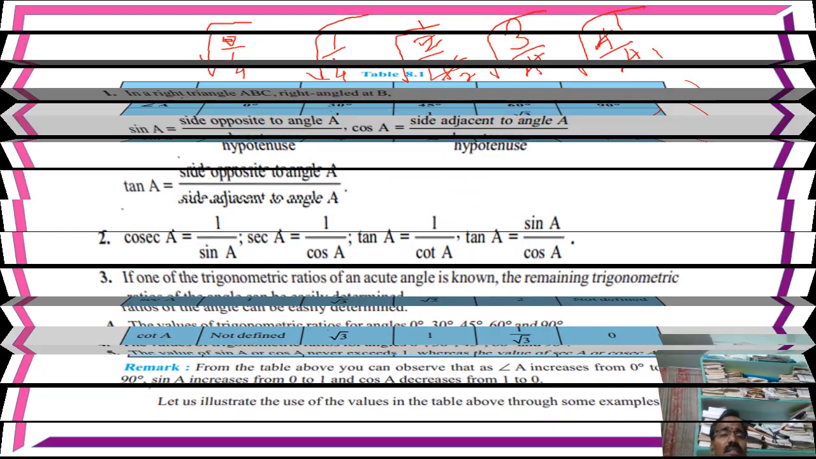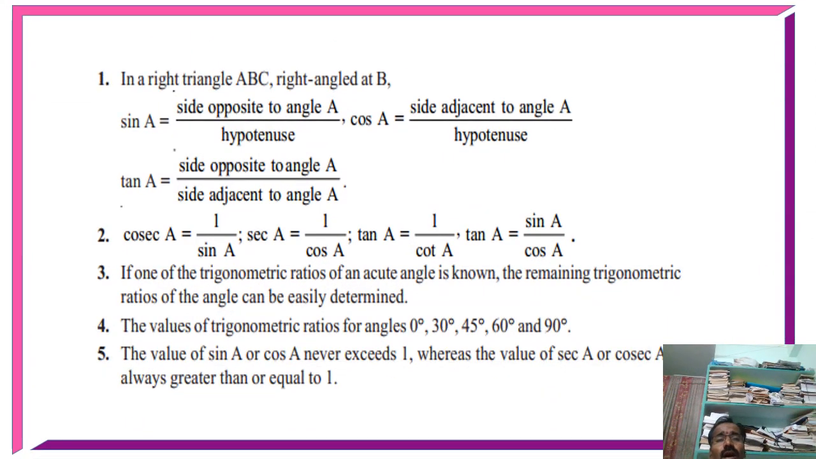In the next slide, it is given how sine is defined, cosine and reciprocal, and the remaining trigonometric ratios are easily determined. The values of this one we know, and sine and cos never exceed 1, whereas secant, cosecant are always greater than or equal to 1. Now let us go with the next slide, students.